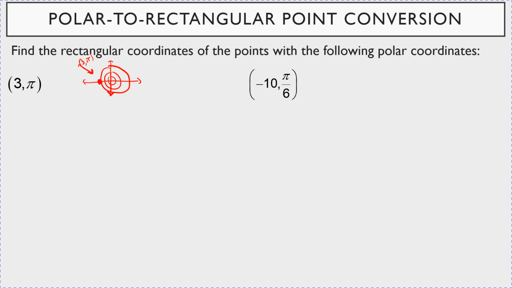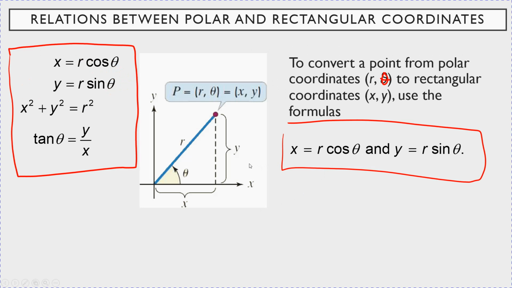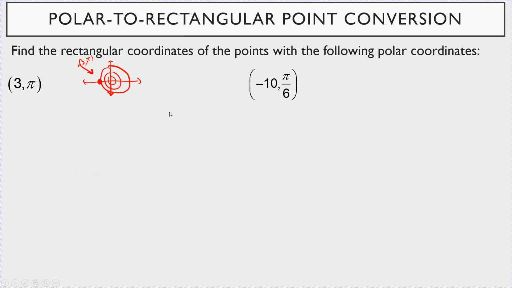This is the point 3 comma pi. But if you think about it in terms of the rectangular coordinate system, that's just the point negative 3 comma 0. So if we use this conversion here, we should get the corresponding rectangular point negative 3 comma 0. All right, so watch. My point in polar, r comma theta, is the point 3 comma pi.